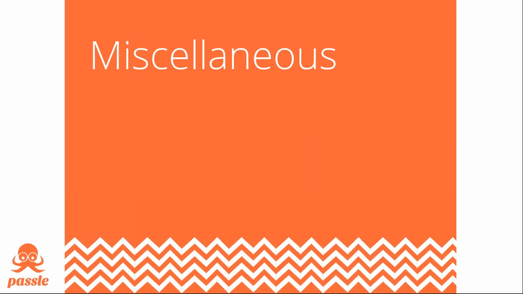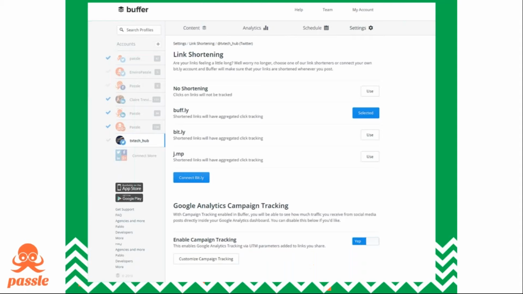Okay, miscellaneous. These are just a few other things about Buffer that are great. So I've mentioned the link shortening before. The default one that Buffer does is buff.ly, and that's available on all accounts, including the free one, which is great. So it does track the number of clicks that you get. But if you have a preferred one, like if you've been using Bitly for a long time, for instance, you could use that instead and just connect it with it. So that's great. It's also integrated with Google Analytics, so you can enable campaign tracking and so forth.